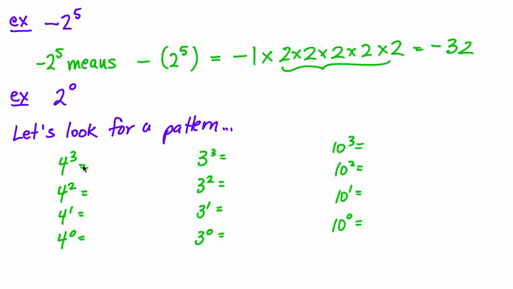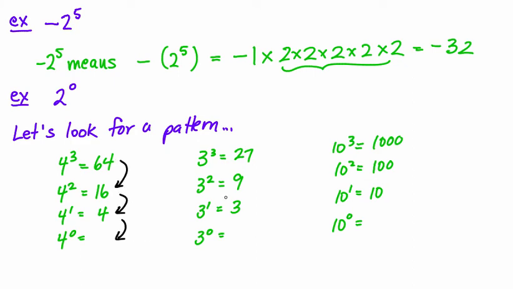4 to the power of 3. 4 times 4 is 16. 16 times 4 is 64. This means 4 to the power of 1. And we'll go 3 times 3. 3 squared is 9. 9 times 3 is 27. 10. 10 squared is 100. 10 cubed is 1,000. And now let's look for this pattern.